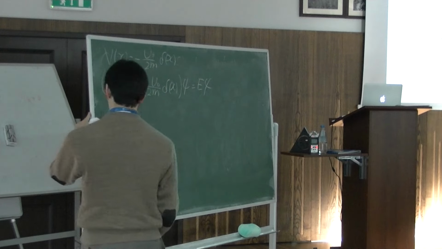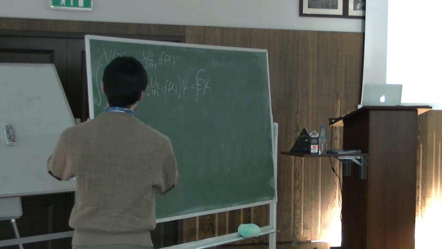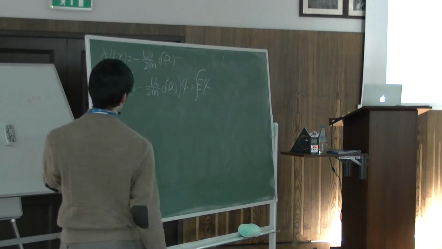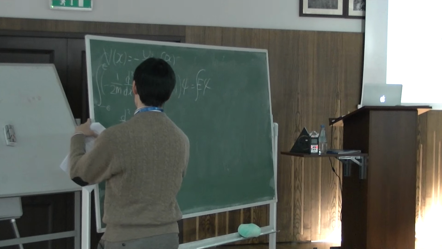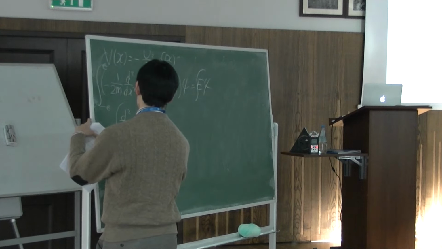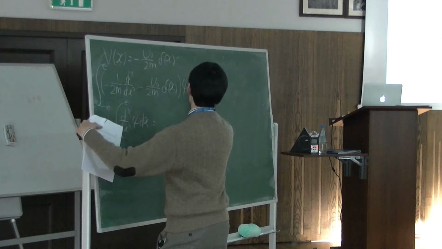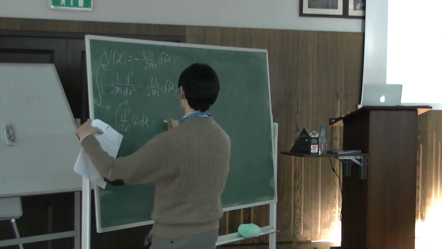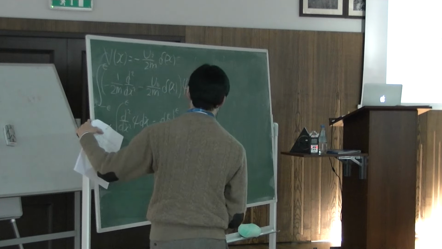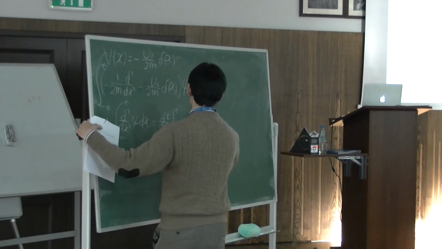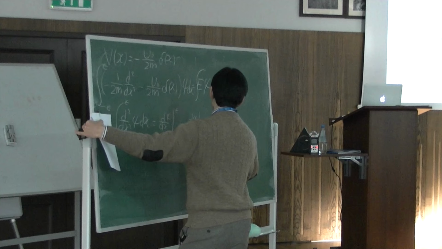And what we do here is just integrate from minus epsilon to plus epsilon. And then we can get immediately something like this. The second derivative of psi integrated is nothing but the first derivative, d psi dx at epsilon minus d psi dx at minus epsilon.